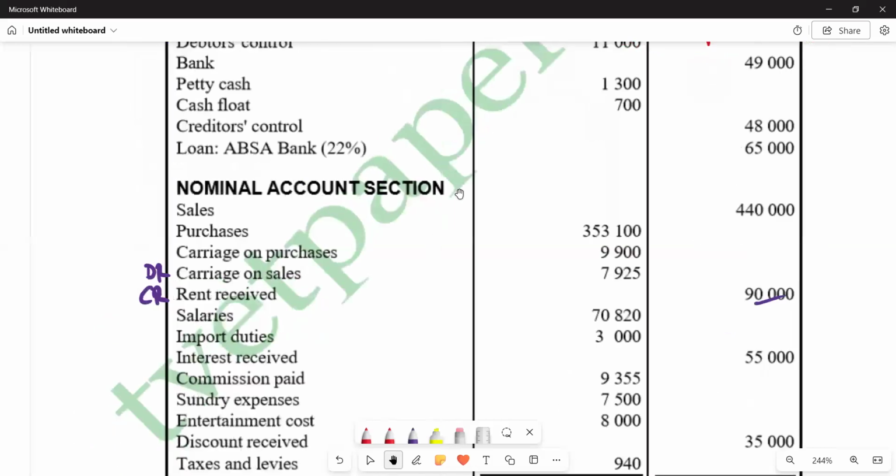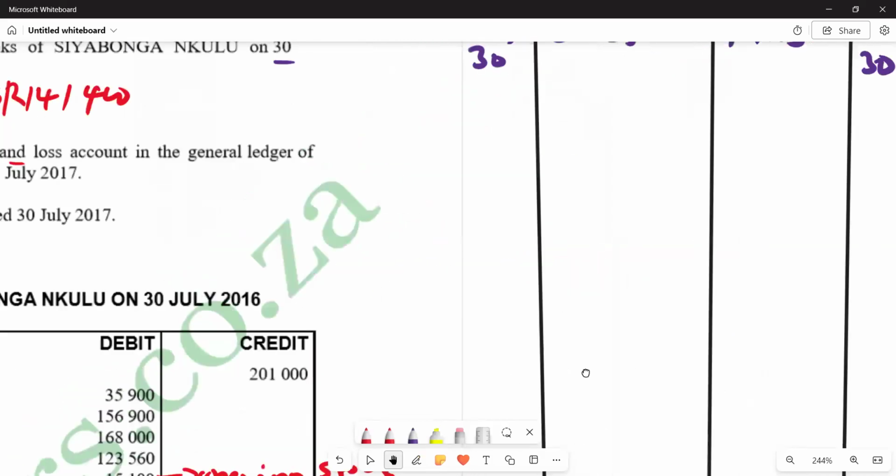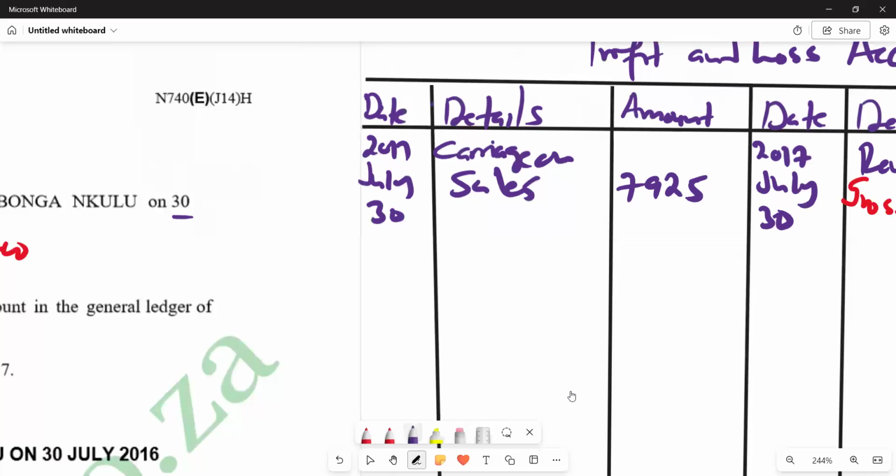So from rent received, we've got salaries. This is an expense, so it comes on the debit side. Import duties, we are just in the trading account, we leave it. Then we have interest received, which is an income, so it comes on the credit side. So we're going to put our salaries, which is 70,820 on the debit side, and interest received on the credit side, 55,000. So we can just go here. We are saying salaries. And the figure for salaries that we have there is 70,820.